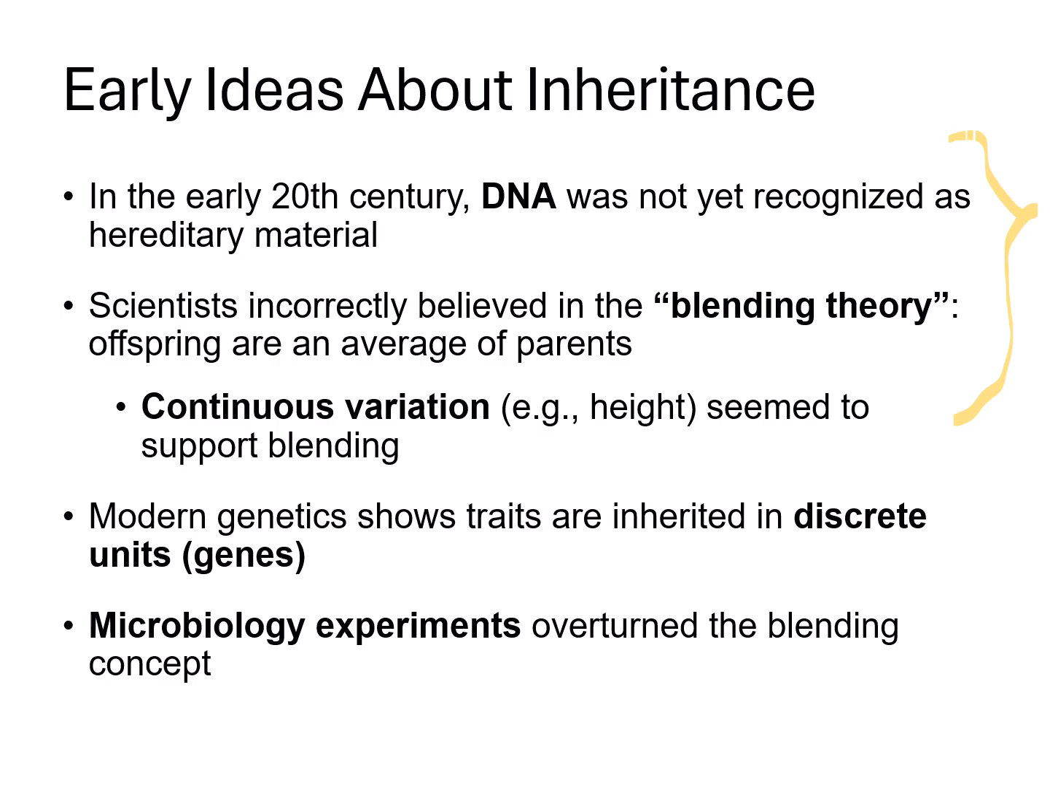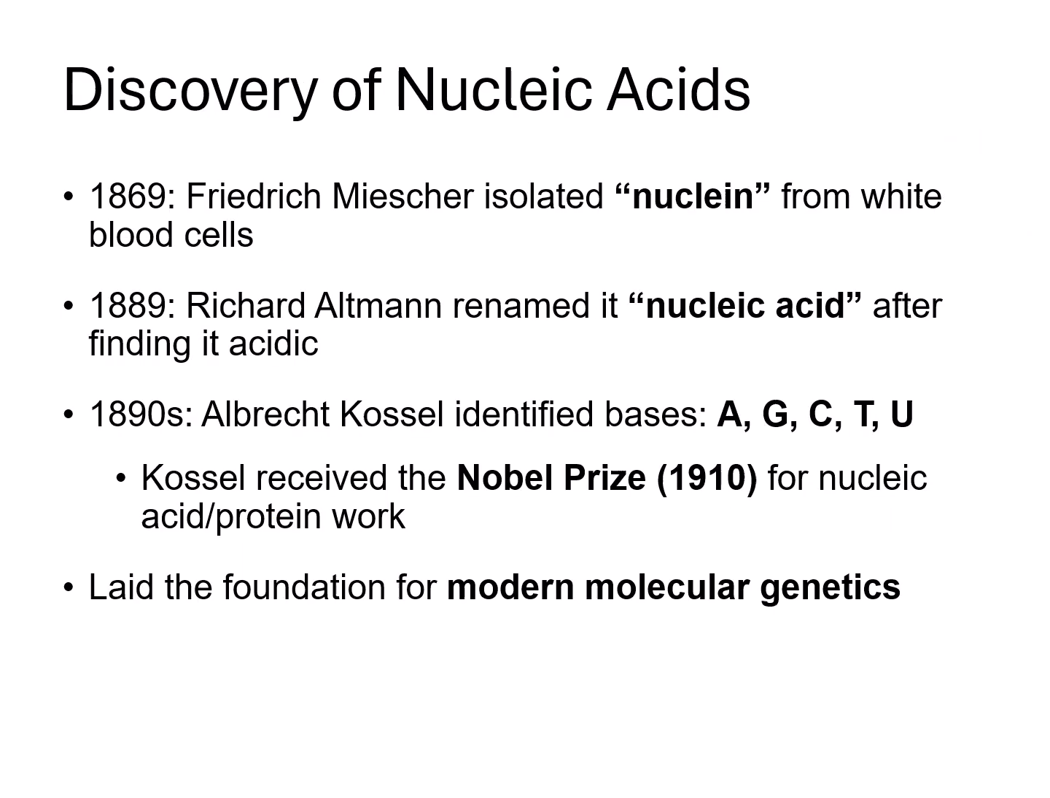But as we'll see, microbiology experiments overturned blending theory and established that traits are inherited as discrete units. These are what we now know as genes. In 1869, Friedrich Miescher, a Swiss physician and chemist, isolated a substance from white blood cell nuclei that he called nuclein. Richard Altman later renamed it nucleic acid after finding that these were acidic molecules. And then Kossel later identified the bases A, G, C, T, and U, and we'll talk more about these later. These discoveries laid the foundation for molecular genetics.